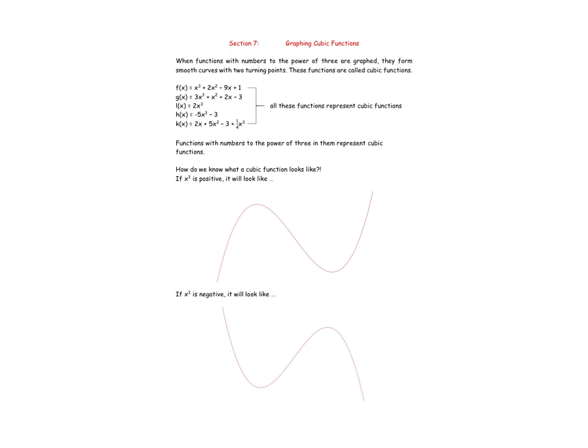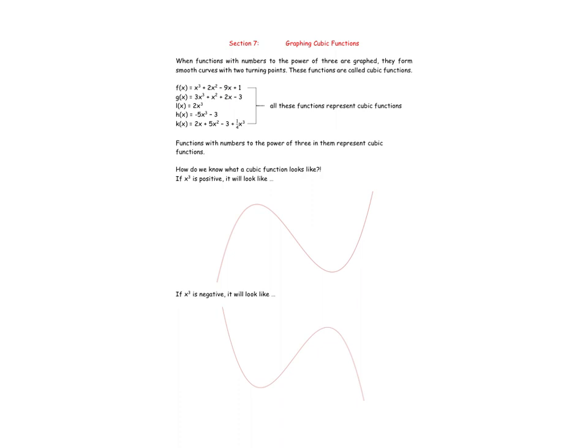How do we know what way a cubic function is going to look? Well, if x cubed is positive, it's going to look like the first graph you can see here. So it's going to start uphill and then continue uphill. Whereas if x cubed is negative, it's going to start downhill and at the very end it will continue downhill. So there are the two different types of equations that we'll have.